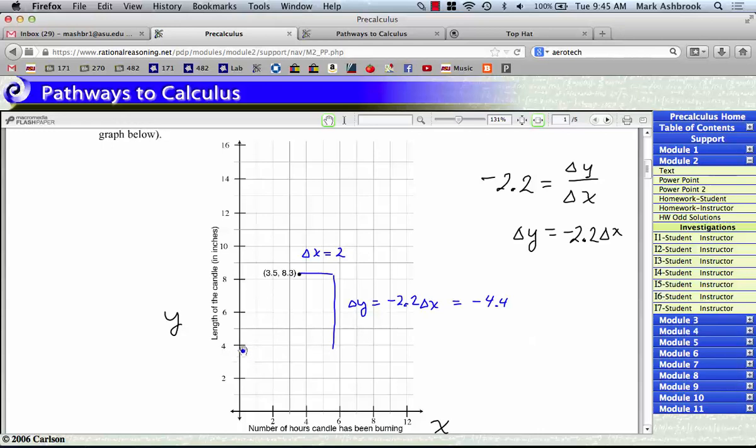So then our goal: after 2 hours, what's the final height of the candle? What's the length of the candle? How can we reason about this? At what height did it start? 8.3, and the change was negative 4.4. So how can you find the new length of the candle? Really what we're looking for is final y. How can we calculate the final y? The final y equals?